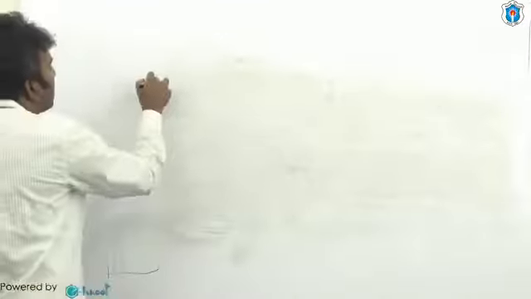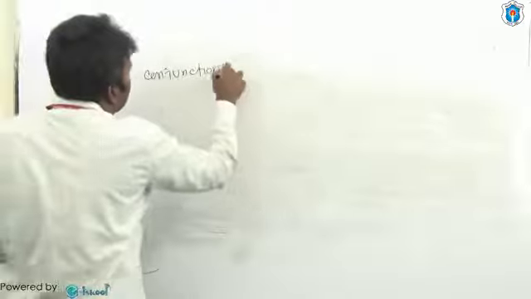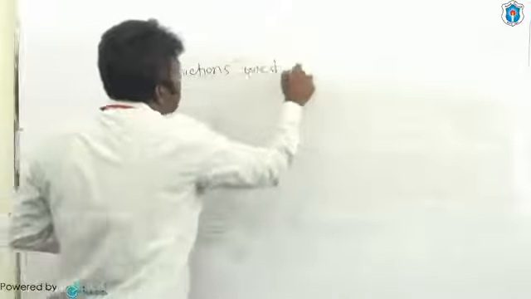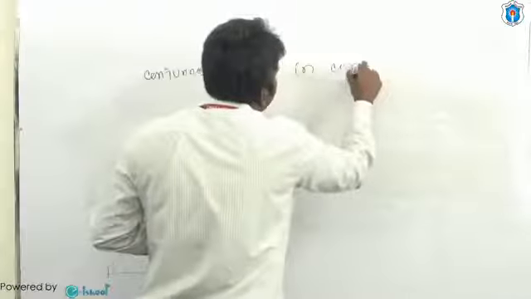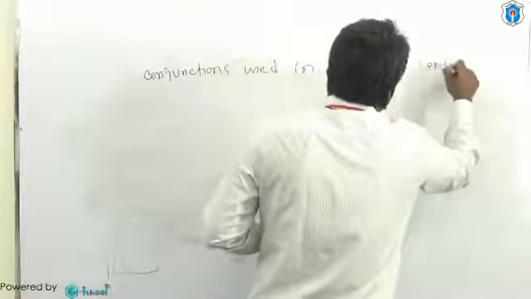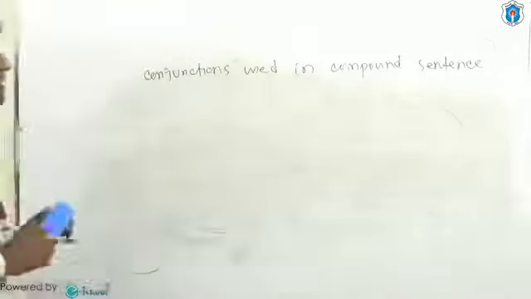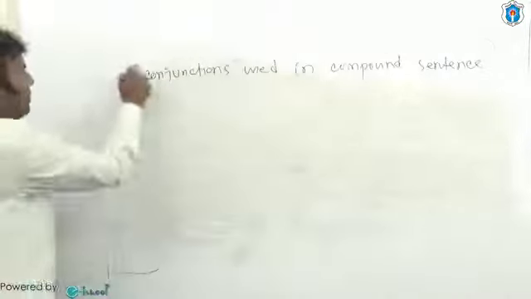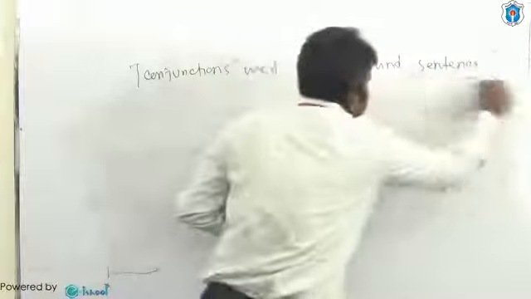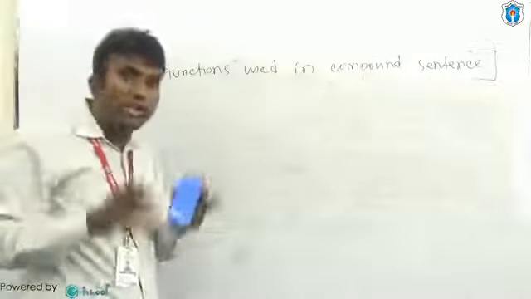So, conjunctions used in compound sentence. Conjunctions used in compound sentence. Actually, in compound sentence, coordinating conjunctions are used. Coordinating conjunctions are used in compound sentence.